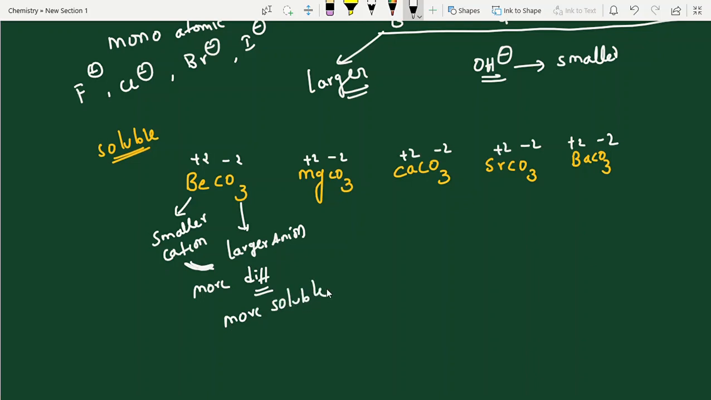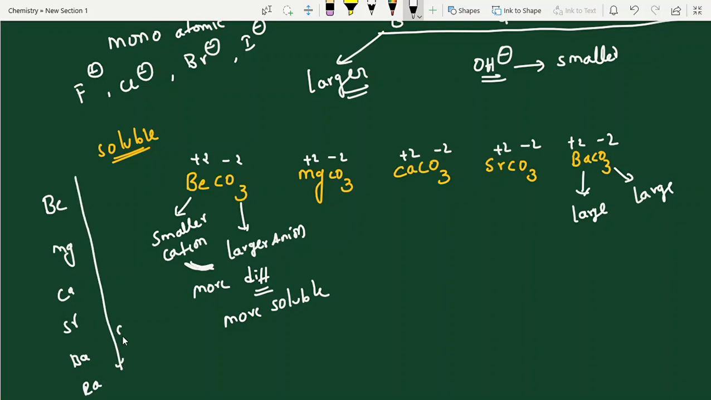This is a large size, right? This is also a large size. You know the group: beryllium, magnesium, calcium, strontium, barium, radium. As we move down the group, what happens? Size increases, right? That's all. This is less soluble. Then which is more soluble? The one with more difference. That's all, students.